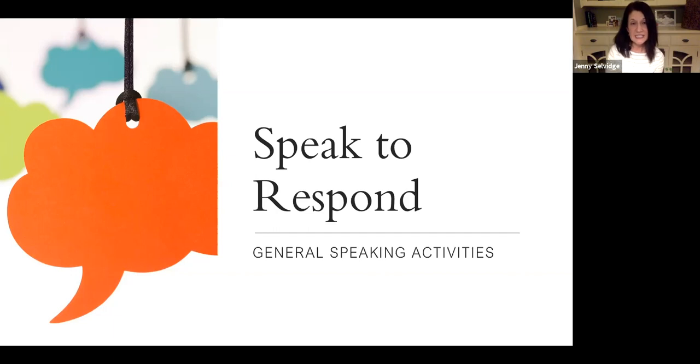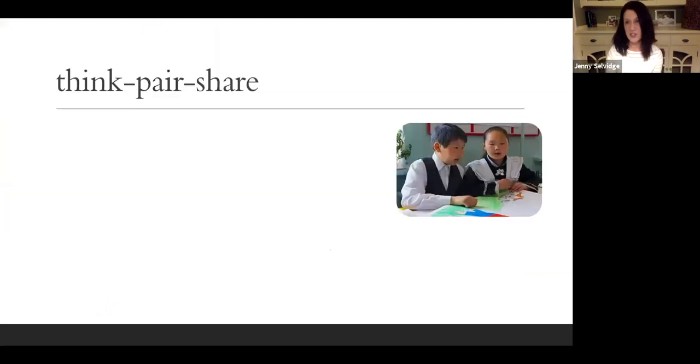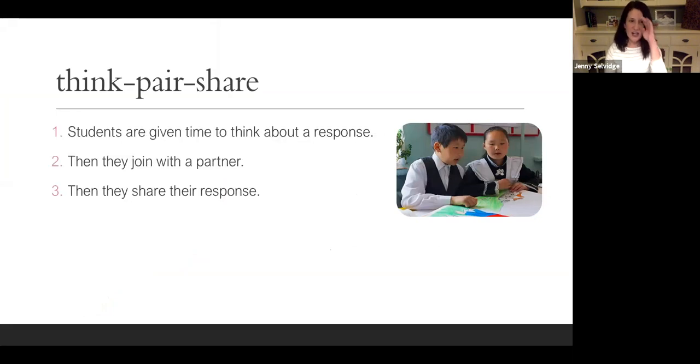So one idea, next, is the think, pair, share. You maybe have heard of this. It's a very common strategy. So next, click. Students are given time individually to think about their response. And then they pair up with another person and then they share their ideas with that person.